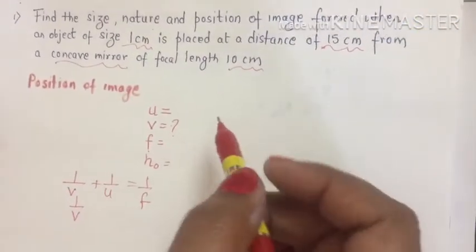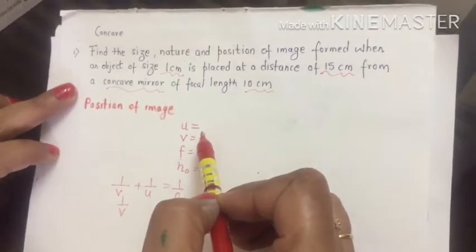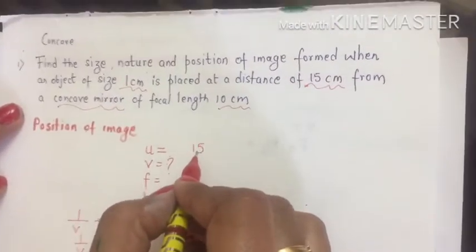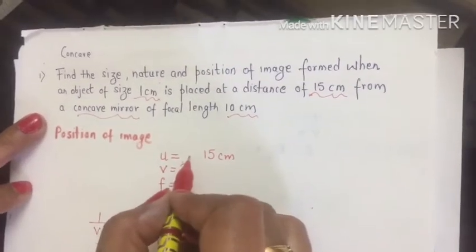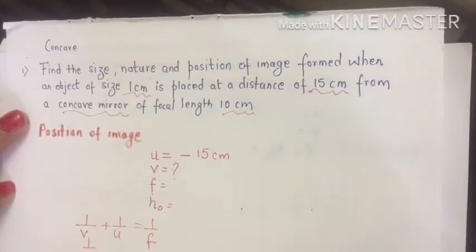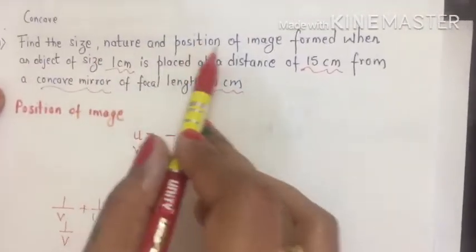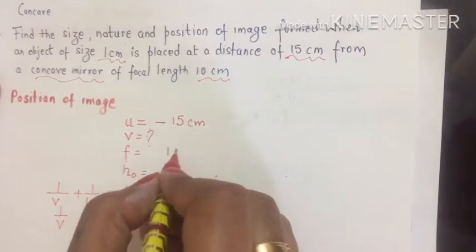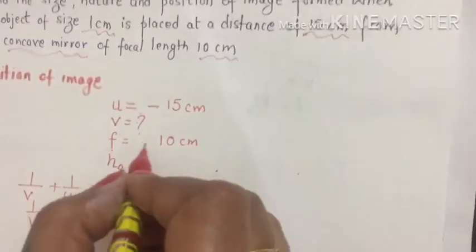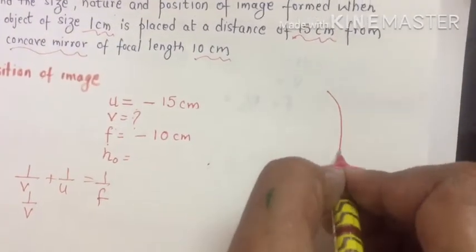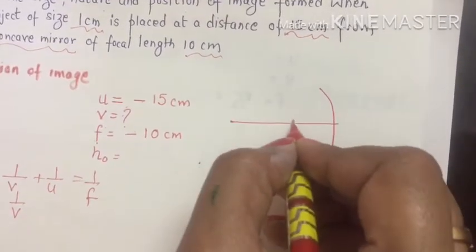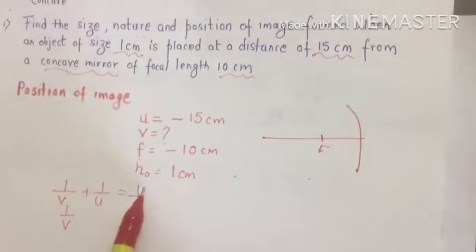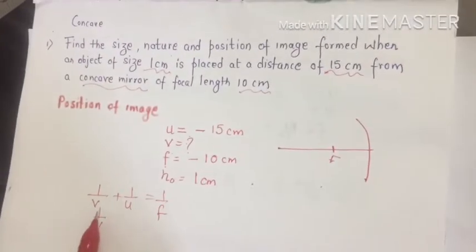Let us find out what all things are given. What is u? The object is placed at a distance of 15 cm. So the object distance is 15 cm. Children, u is always negative, so a negative sign. v we have to find, the nature and position of the image. F, the focal length, is given as 10 cm. Now the focal length of a concave mirror is negative. Why? Because in a concave mirror the focus is in front of the mirror. In the mirror formula we know that 1/v + 1/u = 1/f, and we have to find the image distance.